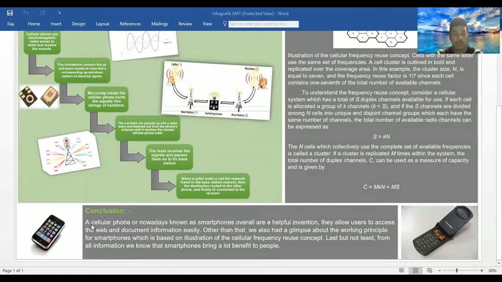The conclusion is that the cellular phone, or nowadays known as a smartphone, is overall a helpful invention. They allow users to access the web and document information easily. Other than that, we also had a glimpse of the working principle of the smartphone, which is based on the illustration of the cellular frequency reuse concept. And last but not least, from all this information, we know that smartphones bring a lot of benefit to people.